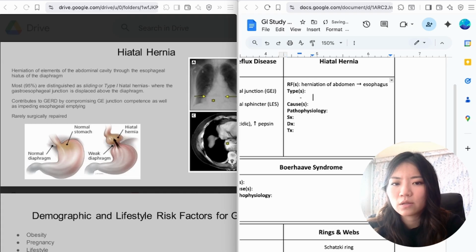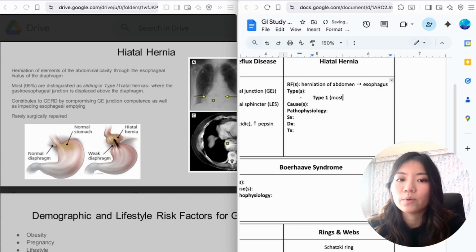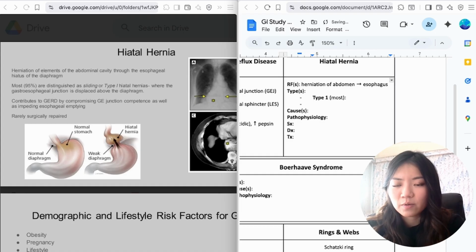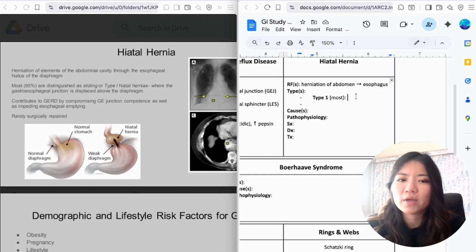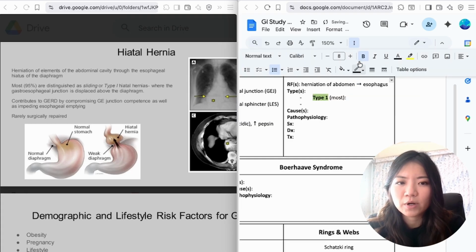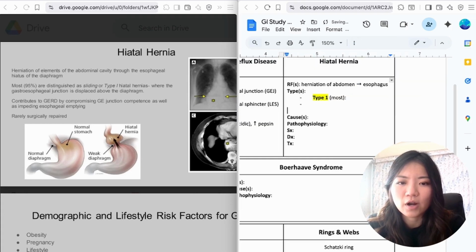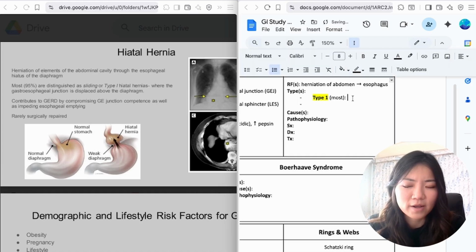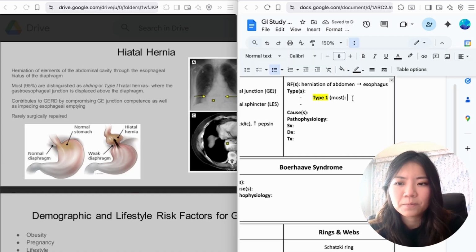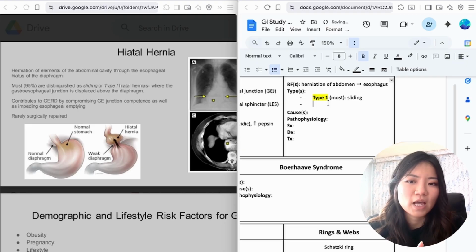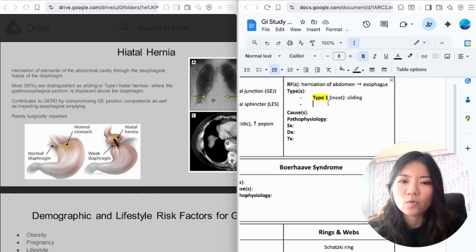Okay, so this is a types thing. 95% are type 1. So I would say type 1, and I would put most. I don't think the specific percentage is that important, so I'm just gonna write most. Because also just knowing that something is the most common is usually what you need. I think if you actually put a number down, whether you realize it or not, you're committing energy to memorizing that specific number, which you don't need to be doing. So this is sliding. And then here's where you kind of get an idea of what you need to supplement based on what is missing.